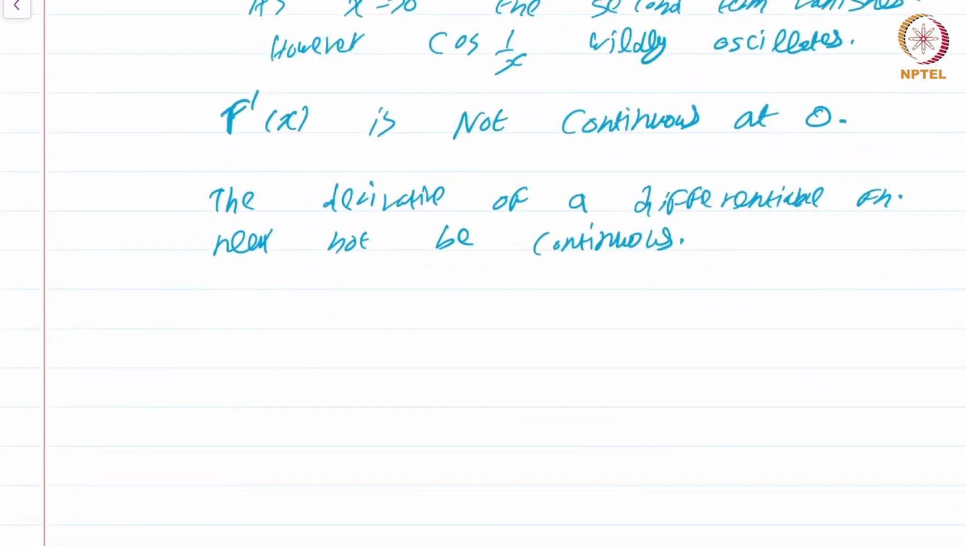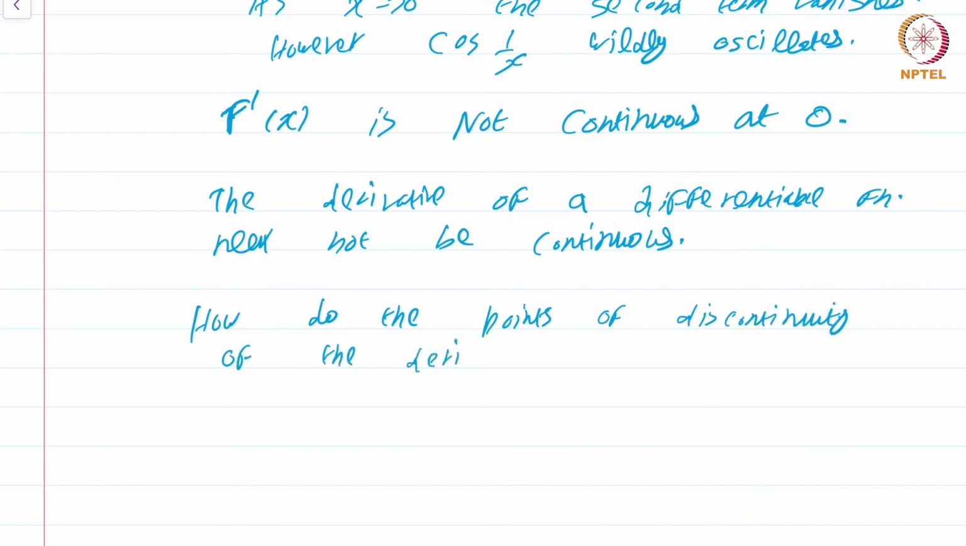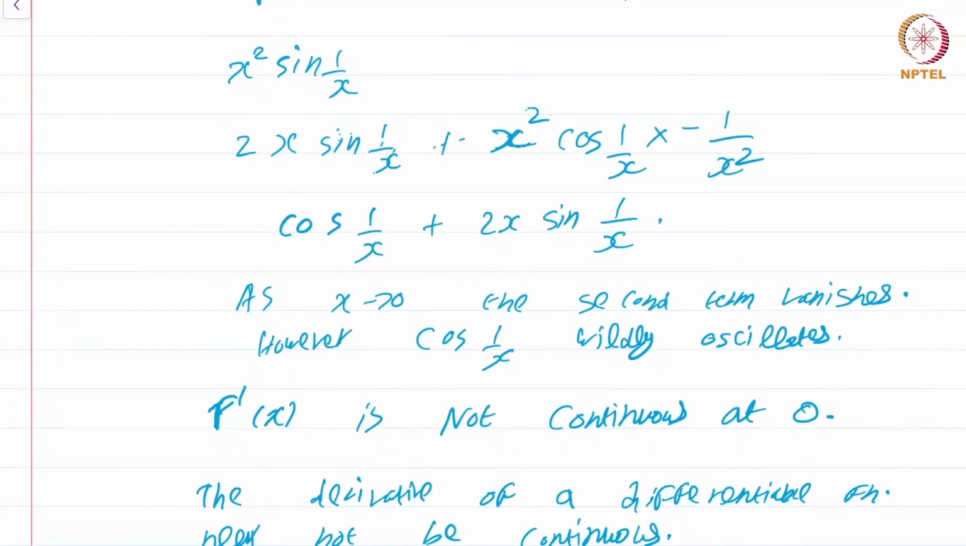The next natural question to ask is how do the points of discontinuity of the derivative look? This is the next question that should be on your mind. Here in this case, we got this function cos 1 by x as one of the terms in the derivative, and that oscillates wildly. So the point of discontinuity at the origin is very badly behaved. There is a wild oscillation. The simpler form of discontinuities that we have studied, jump discontinuity, is not occurring here.